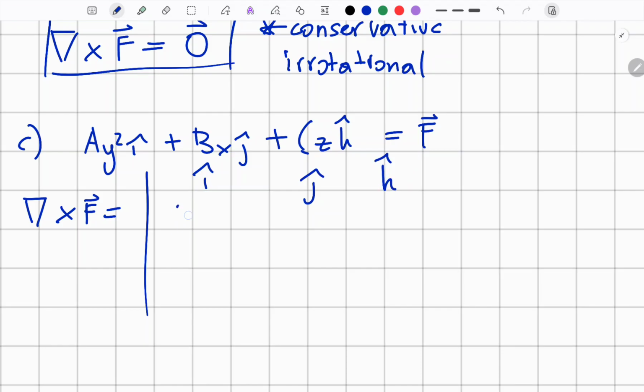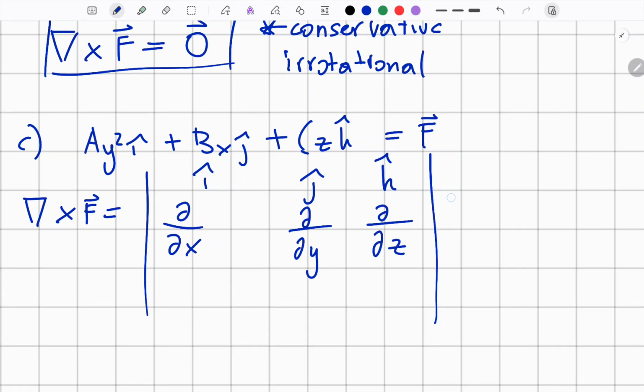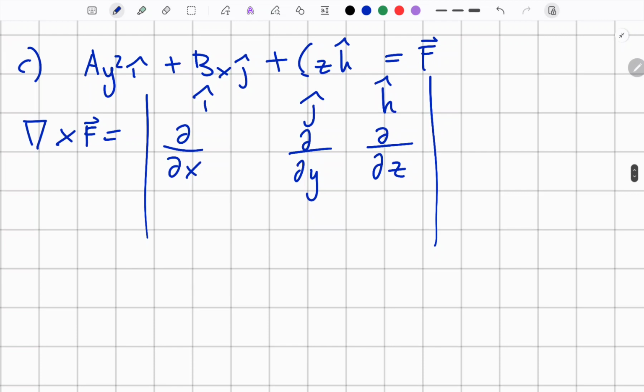Hopefully you're seeing the pattern now. To take the curl, you're going to set everything up the same here. You can memorize what the curl would be with respect to each component. I think it's easiest if you know how to take the determinant to set it up like this. Less room for error that way.